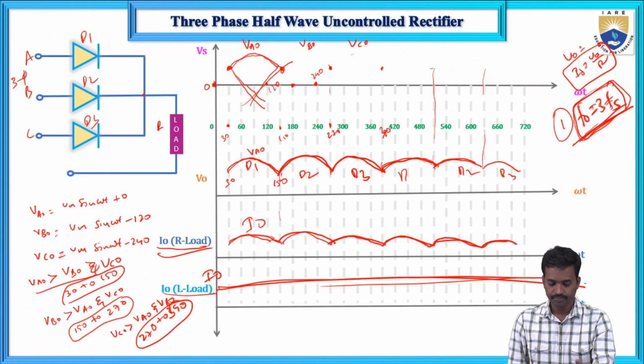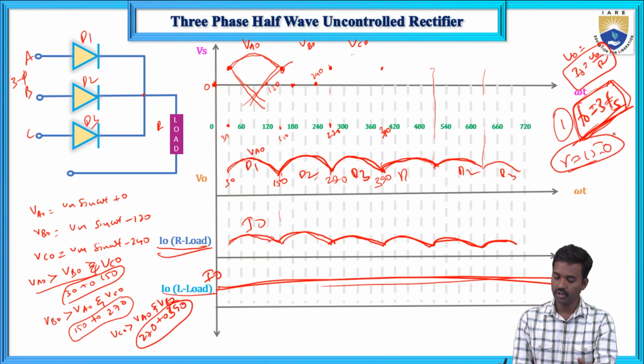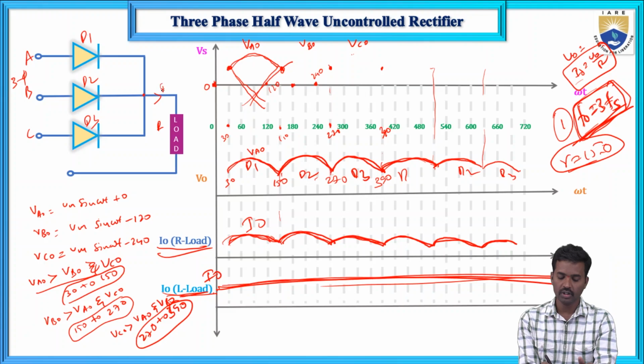So first I will explain. Each diode will conduct: D1 from 30 to 150, D2 from 150 to 270, and D3 from 270 to 30. Each diode will conduct for 120 degrees duration. Here this is the output current. The output current will follow the supply voltage. It is the same as V naught, so V naught by R is this one. For L load it is constant, so the output current is a constant current, I naught.